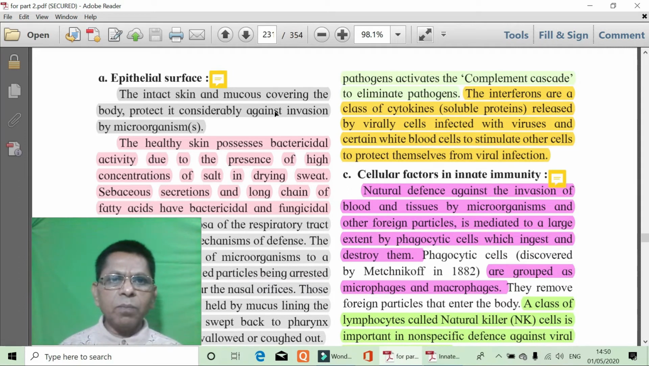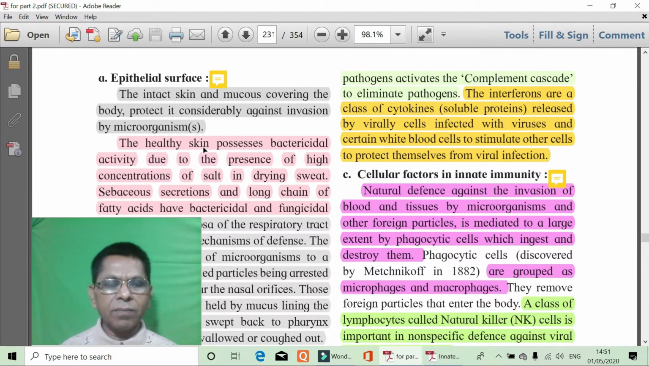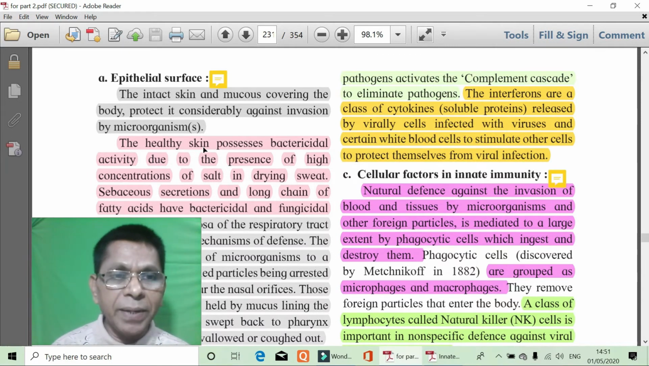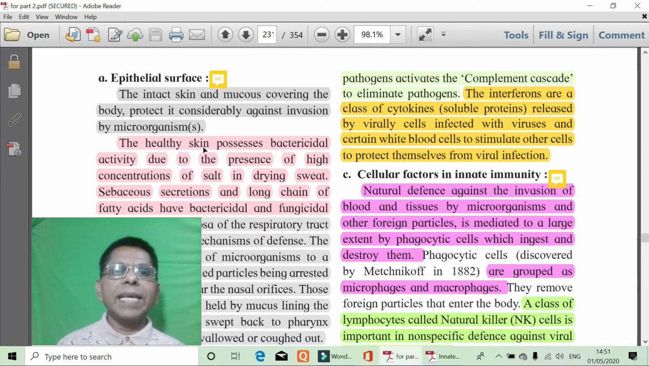Now this mucus covering of the body is also lined by an epithelial surface, as we have studied in the case of the human skin, that the epidermis is made up of many layers of cells. They are arranged one above the other. That is, the epidermis of the human skin is nothing but a compound epithelium. The same condition applies over here also in the case of the mucus covering the body.